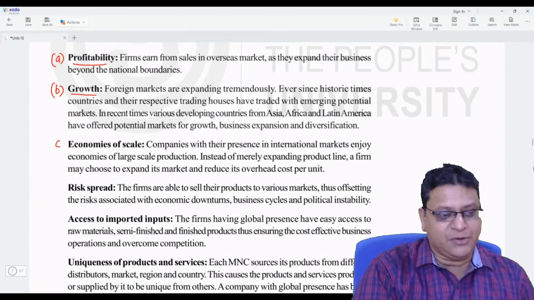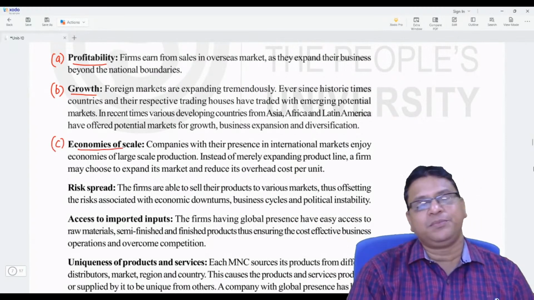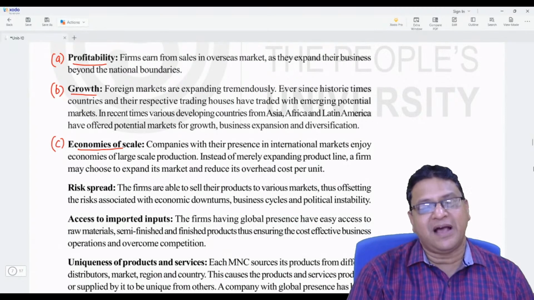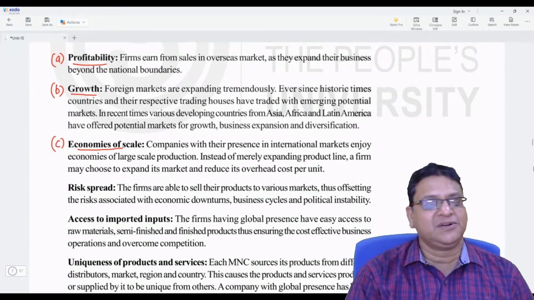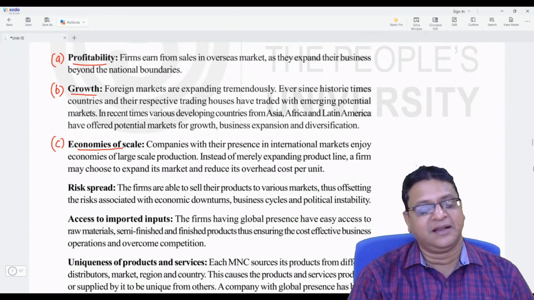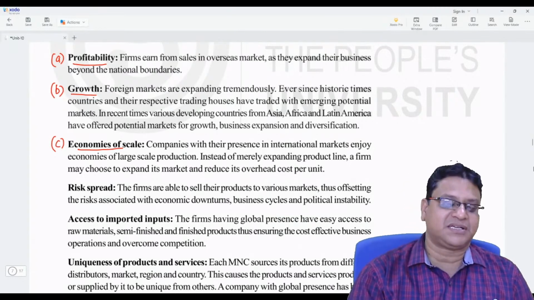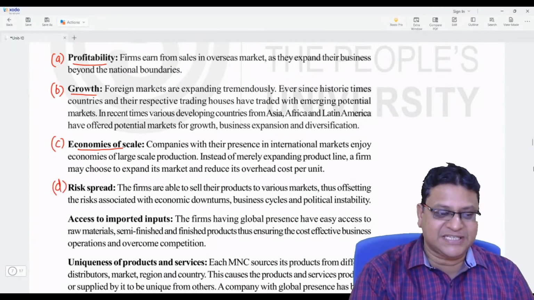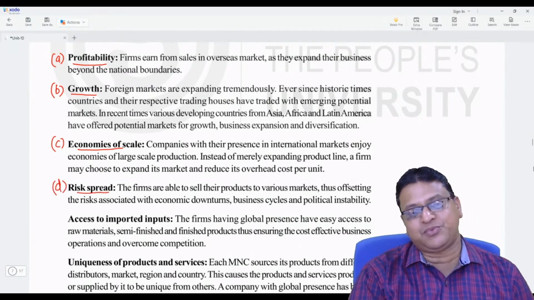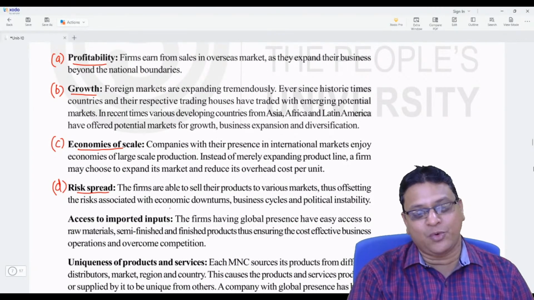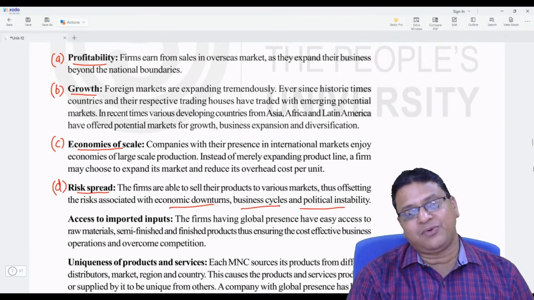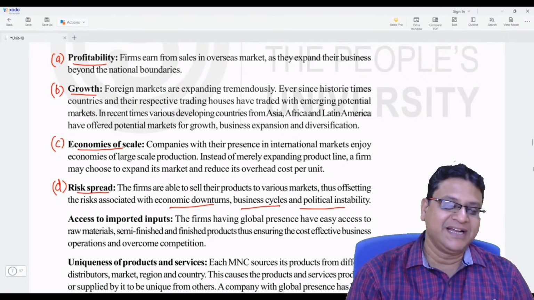To get the benefit of economies of scale. What is economies of scale? If you produce something in large quantity, if you go for large scale production, per unit cost comes down. That is known as economies of scale. In order to get the benefit of economies of scale, people go for international markets. Next, spreading the risk. If you do business with one country, there is a risk of business cycle, political instability. There is a risk of economic downturn. If you want to avoid these risks, you spread your business in different markets.